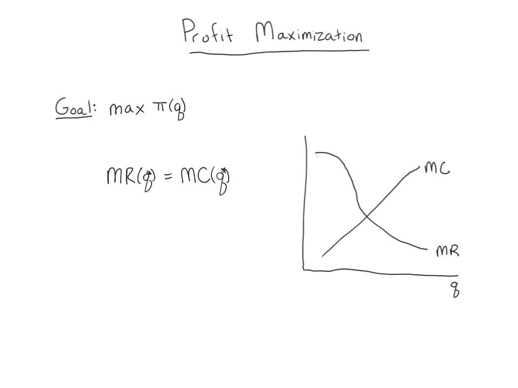So this is a rule not about setting MR equal to MC or something like that. You want to think of it as a rule for choosing the quantity. And I put the little star asterisk there to just indicate that this is at your optimal quantity. MR will equal MC at your profit maximizing equilibrium Q star.